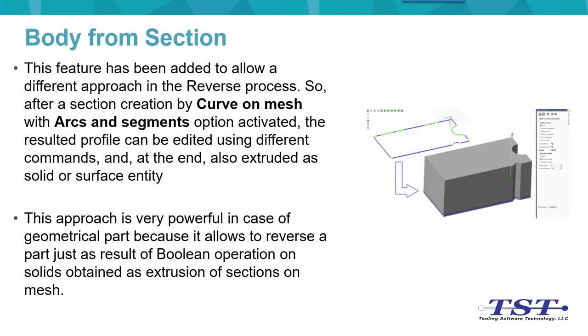Body from section. This feature has been improved to allow different approaches to the reverse process. After a section is created by a curve on mesh or with the arcs and segments, this option activates the results for profiles that can be edited using different commands, and at the end also extracted as solids or surface entities. This approach is very powerful in cases of geometric parts because it allows you to reverse the part, such as getting the results from a Boolean operation on the solid and being able to extrude it as a solid on a mesh.